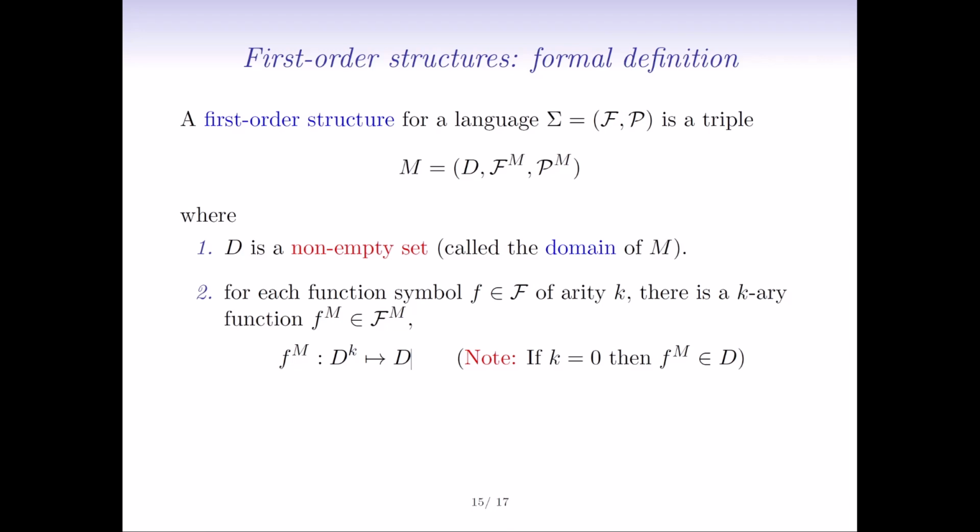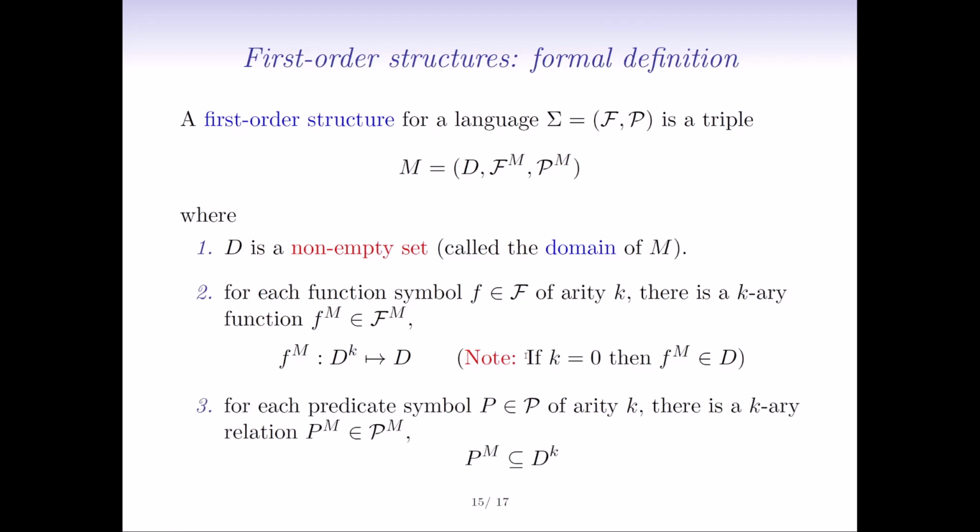By the way, in the special case where k equals 0 and therefore f is a constant symbol, then f_M just has to be a member of D. The reason technically is that when k equals 0, D^k is the empty set. And giving a function from the empty set into D is exactly the same thing as just choosing one element of D. But you don't really have to worry about that. You can just remember that constant symbols get interpreted as elements of the domain.